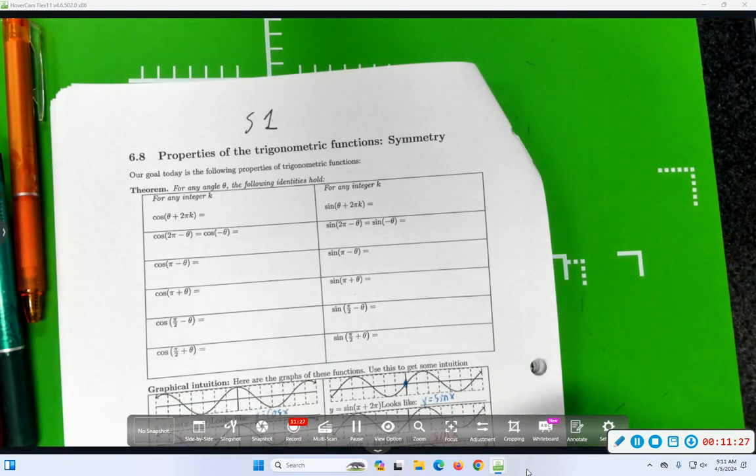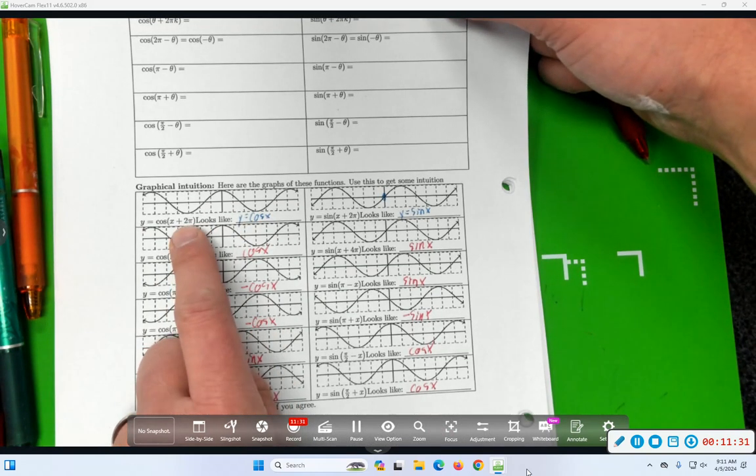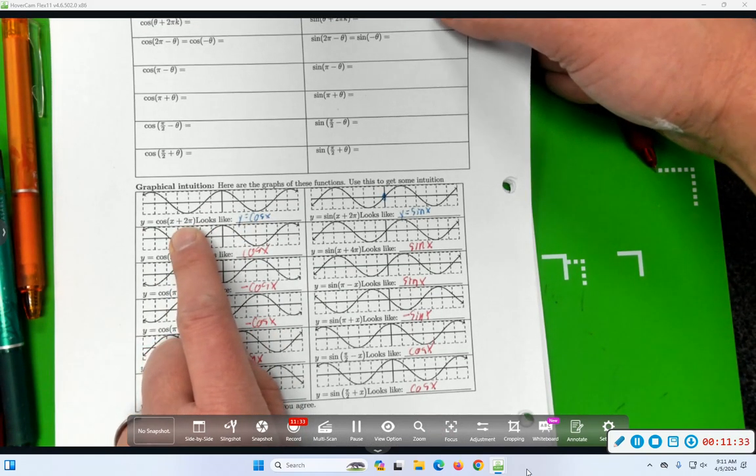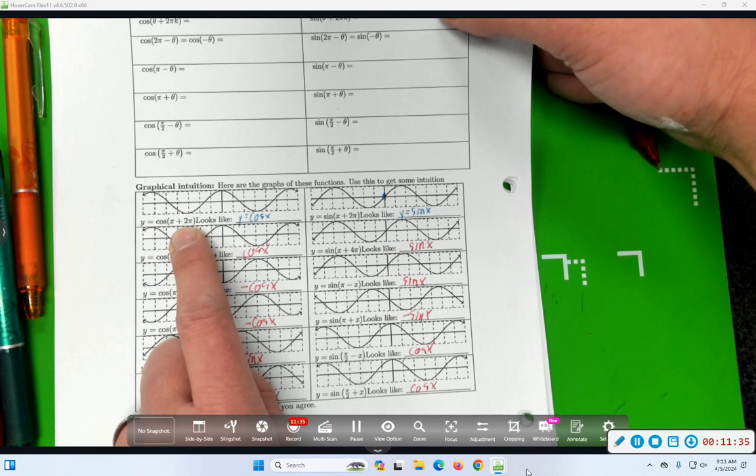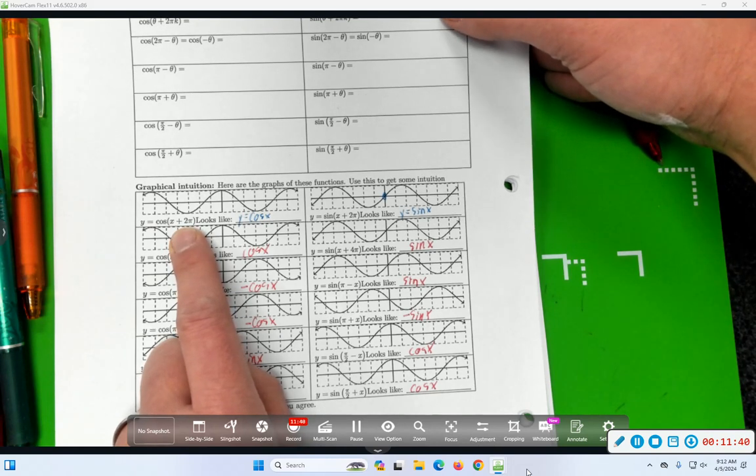They tell us that for absolutely any integer k, if you take cosine and add an extra bunch of 2 pi's to the input, you don't change cosine. And that makes perfectly good sense, right? 2 pi is like a full revolution. Full revolutions don't affect trig functions.